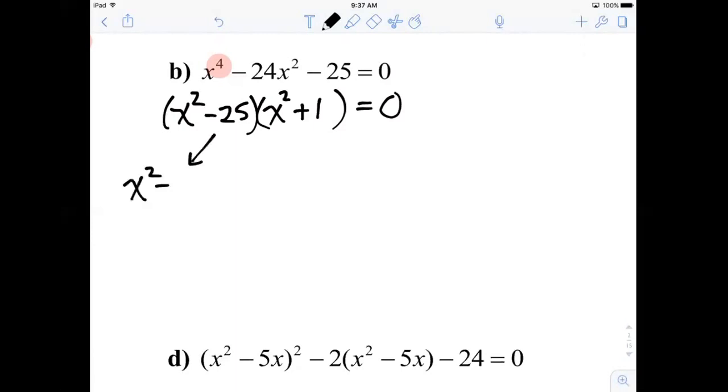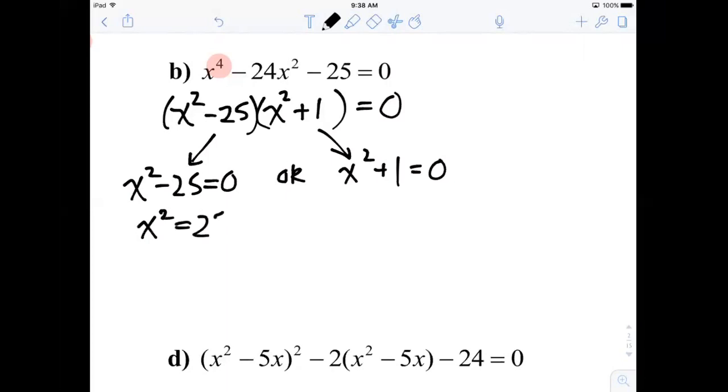Either x squared minus 25 equals 0, or x squared plus 1 equals 0. Let's tackle each of those situations. Now, for x squared minus 25, you could actually factor that because it is a difference of squares, but there's an even simpler way to do it if you just rearrange and take a square root. So x squared, for example, is equal to positive 25 if I move that to the other side. And remember, if I'm square rooting both sides, it's not just the square root of 25, it's the positive or the negative square root.